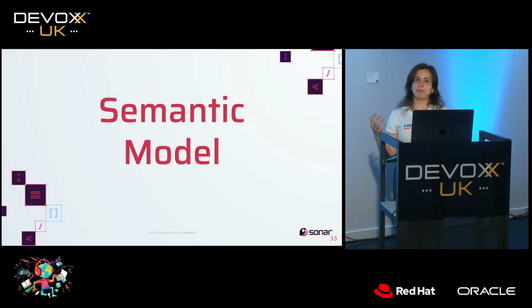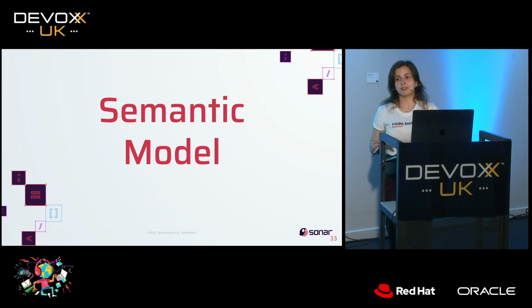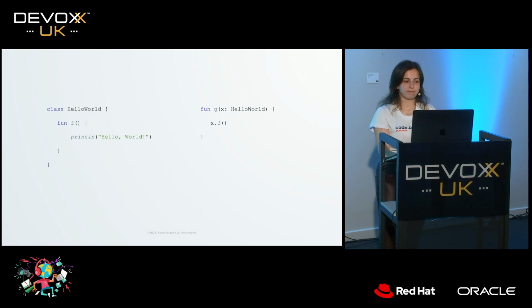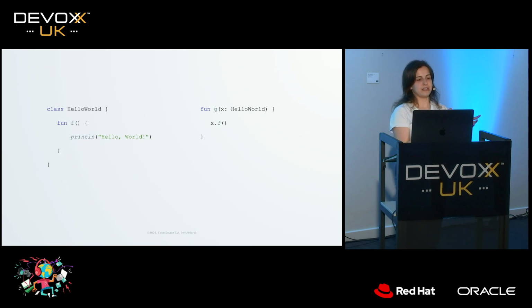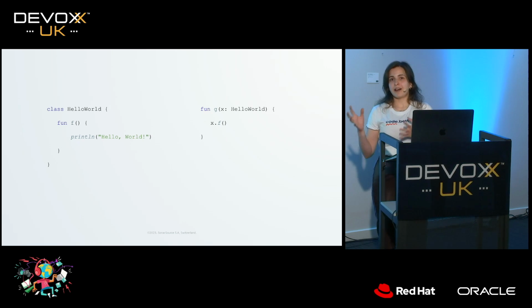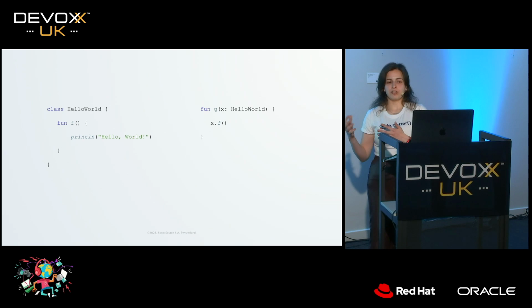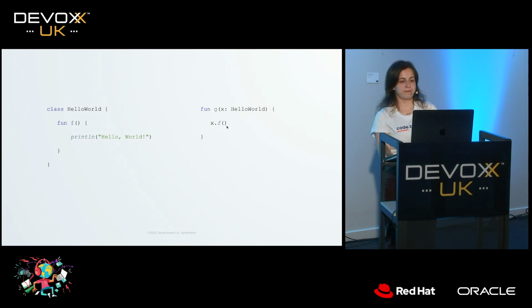And before we are able to fix it, now we are getting to the most interesting part of compilers. It's the semantic model. So again, by example, what is a semantic model. Remember, we had this class, hello world, with a function. And let's imagine that in some other file, we have a function g that takes a parameter of type hello world and calls the function f.